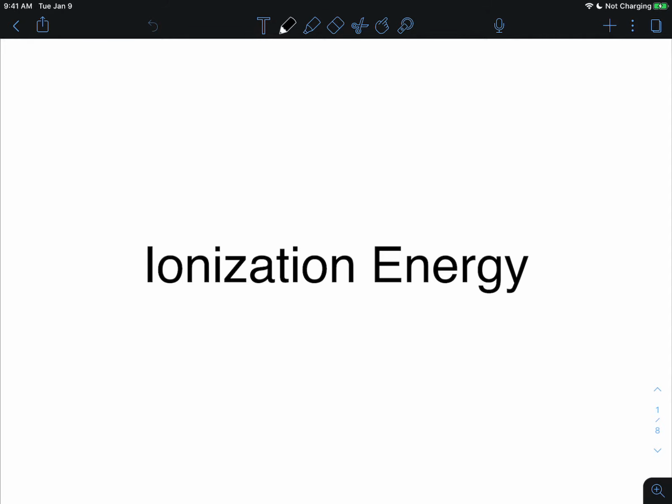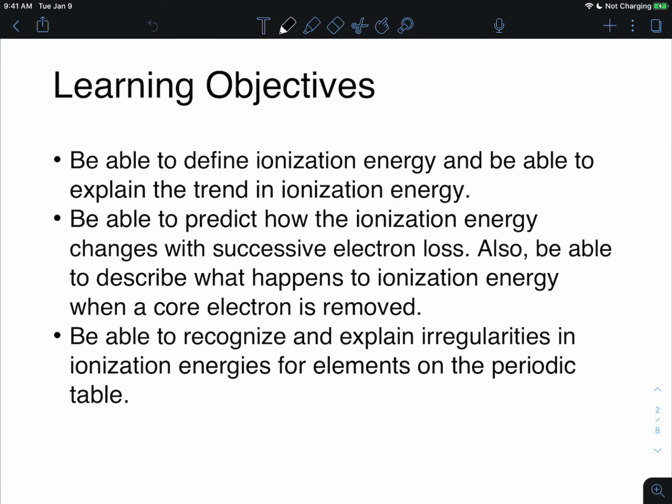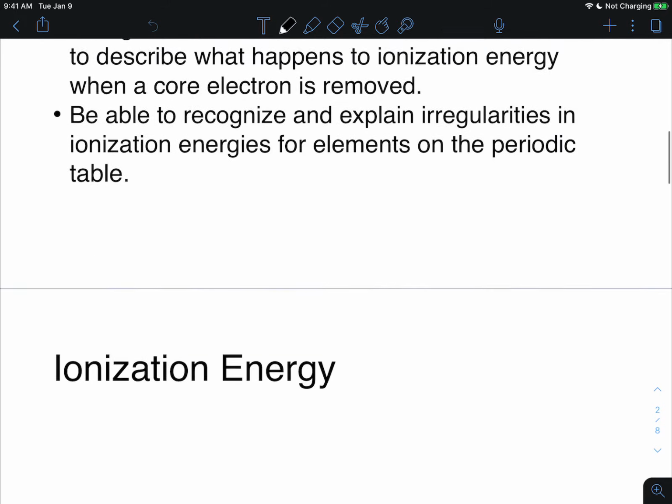Guys, in today's video we're going to be talking about ionization energy. So at the end of this we should be able to define what ionization energy is, look at its trend, predict ionization energy, especially with successive electron loss, and then determine what happens if we're trying to lose or remove a core electron, and then recognize where there might be irregularities within ionization energy.